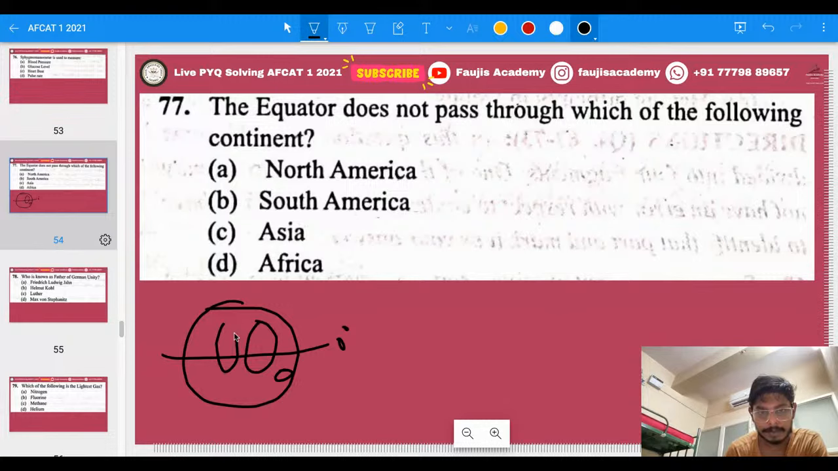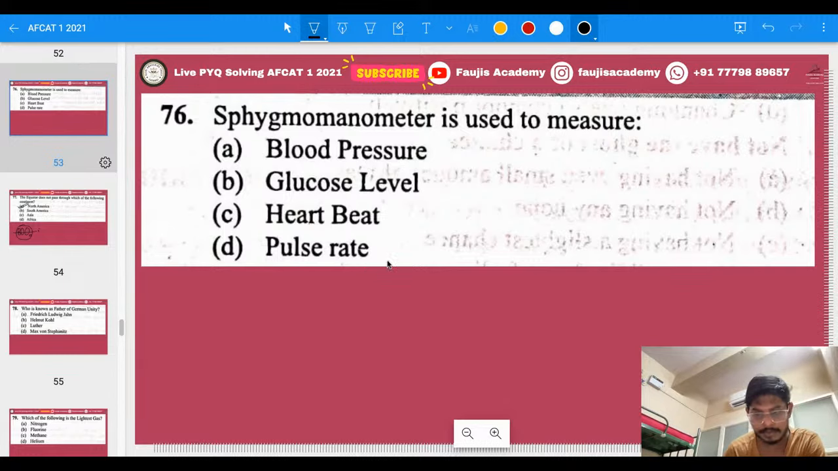It does pass through Africa as well. North America is here and South America is somewhere here. So it doesn't pass through which one? It doesn't pass through North America. Okay, and even before that we missed this one.